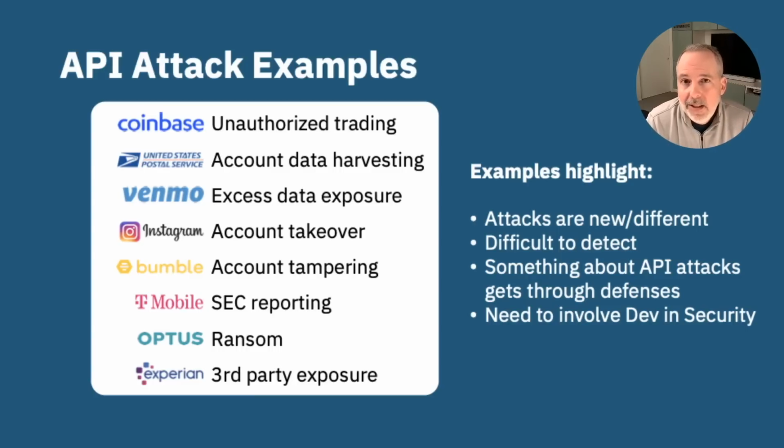And what these attacks are really highlighting is that there's something about API attacks that are getting through the defenses. All of these companies were employing the best practices. They all had web app firewalling. They were doing their source code scanning and dynamic testing and pen testing and all these things. But something about API attacks is getting through those defenses. And that's what we're going to explore here in the rest of the course. And first, we're going to start with OWASP number 1.